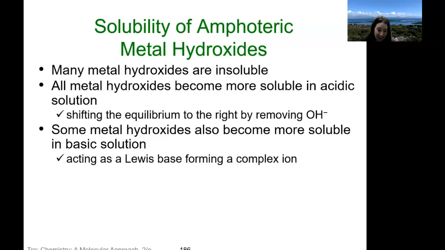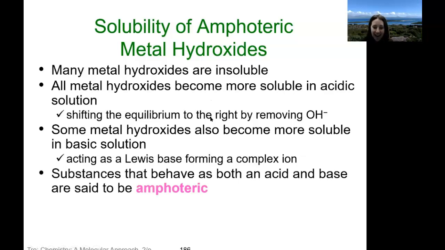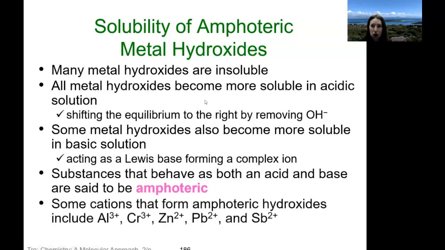But some metal hydroxides also become more soluble in basic solutions, because what they do is they form a complex ion. And this is what we mean by amphoteric. Some of these metals in water are insoluble, but if it's in an acidic situation, they are soluble, or if it's in a basic situation, they're soluble. So for example, some of the metals that do that are aluminum, chromium, zinc, lead, and tin, right?